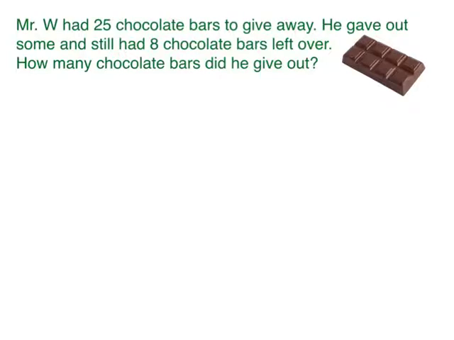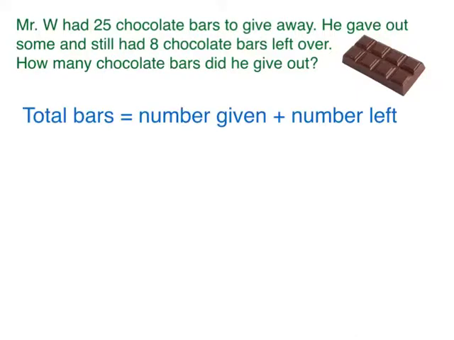So to solve this problem, we can write an equation. For example, you could say that the total number of chocolate bars is equal to the number that he gave out plus the number that he had left. And if we were to actually write that as an equation with numbers in it, it would look like this. 25 equals c plus 8. In this example, we're using the letter C as a variable. But remember, you can use any letter. C just makes sense because chocolate begins with C. So that's one equation that you can write for this problem.